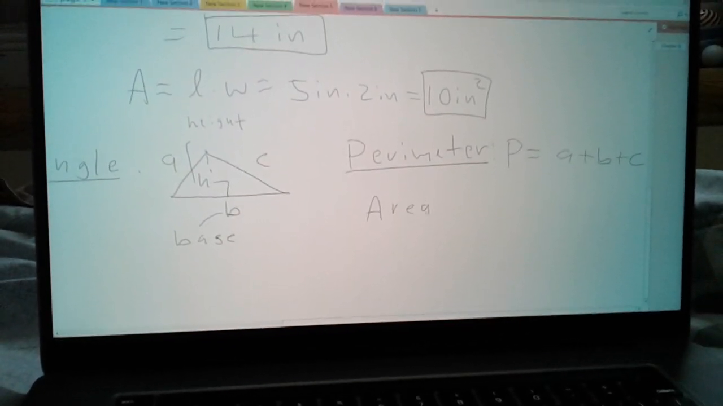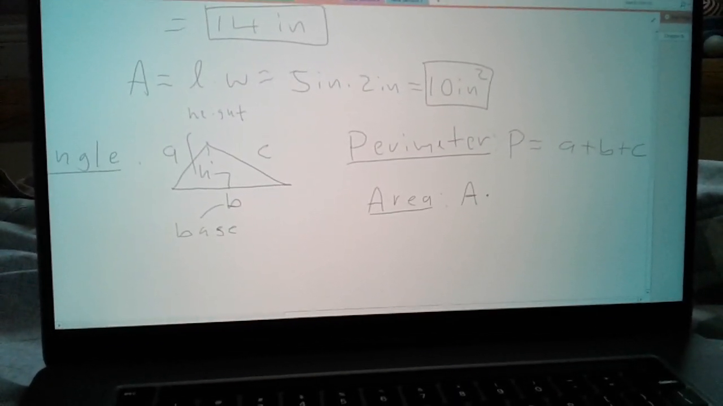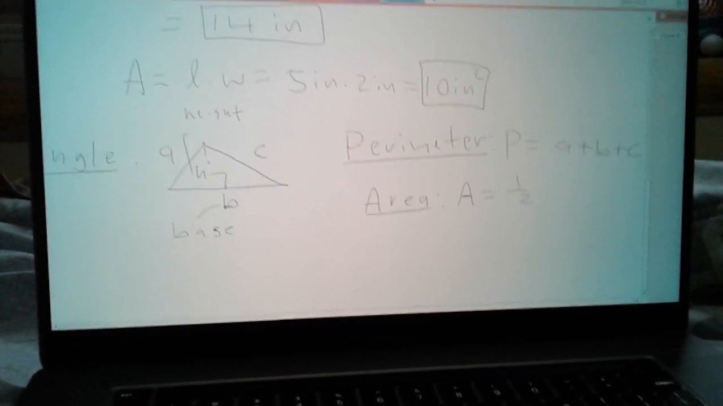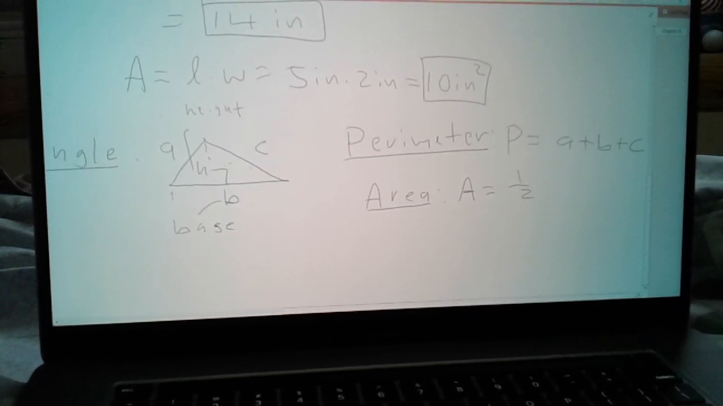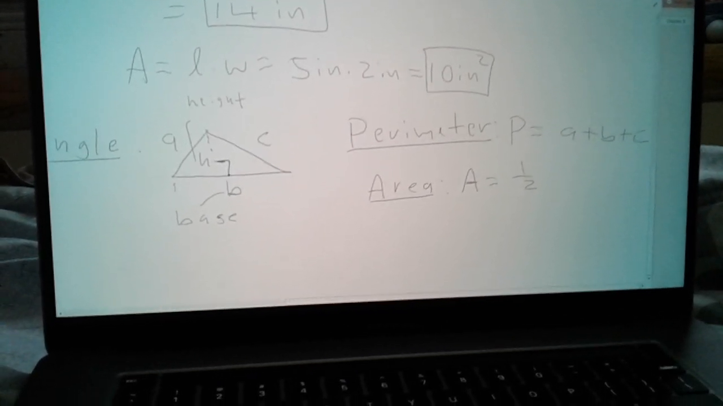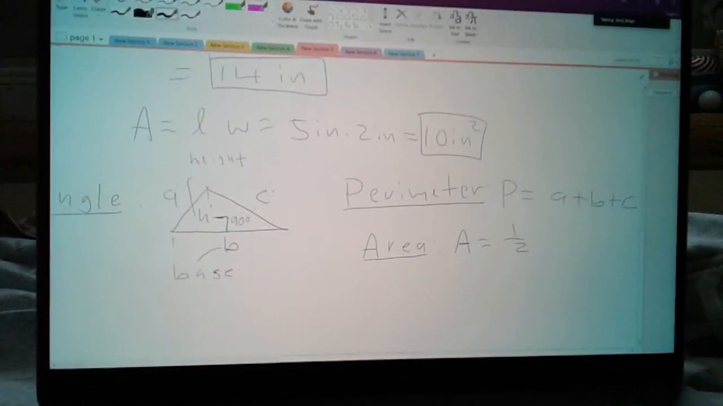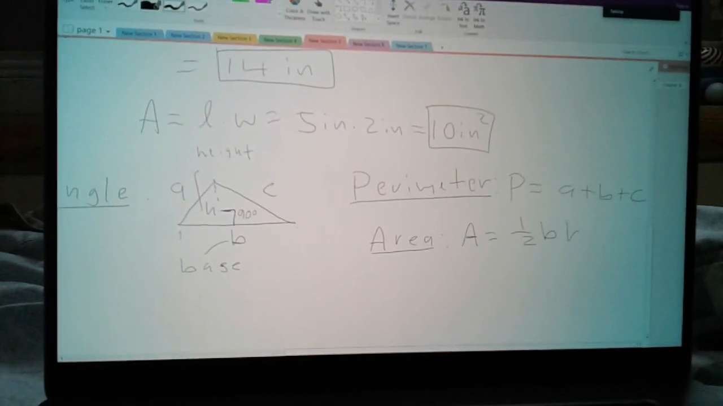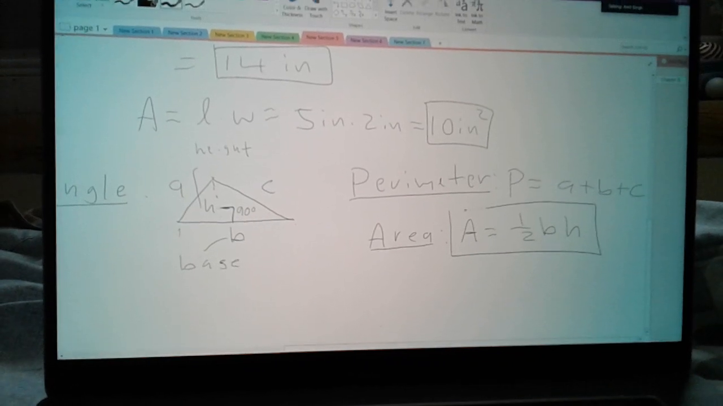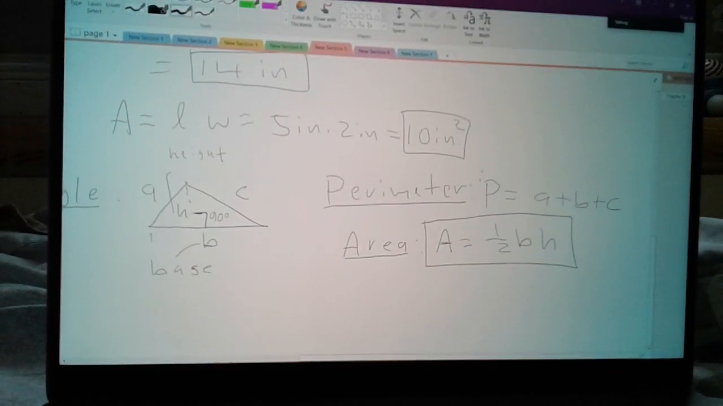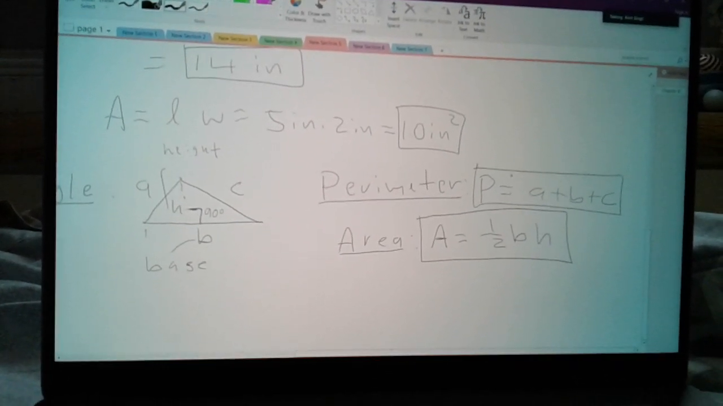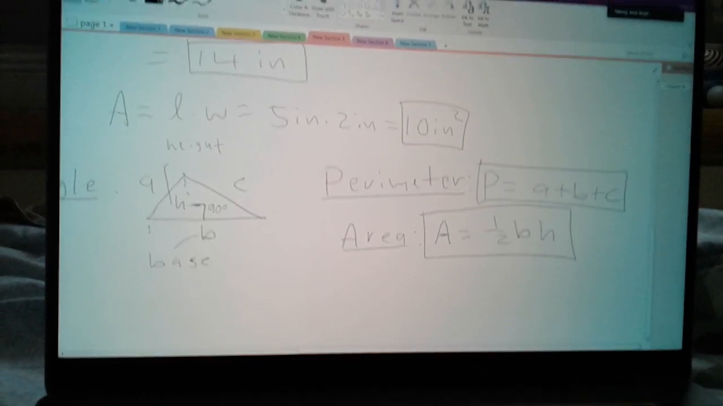The area, however, is 1/2 times the base times the height. So again, this is the base, and the height is perpendicular to the base. It's 90 degrees here. So 1/2 times the base times the height gives you the area of a triangle. A plus B plus C gives you the perimeter of it.